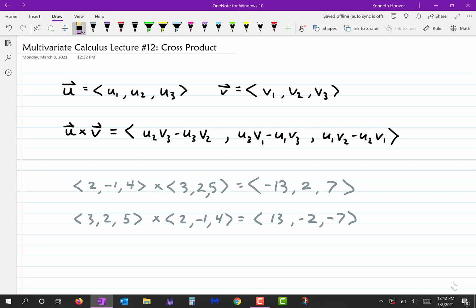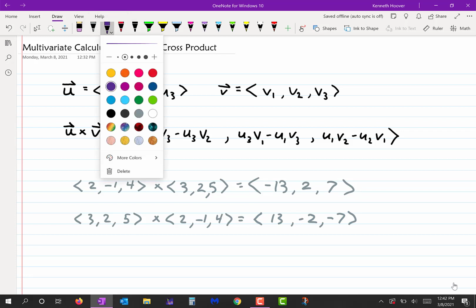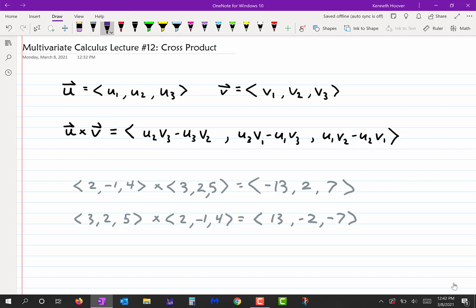You end up changing the signs in the answer, which means, by the way, what is the relationship spatially between these two vectors? They're the same length and they point opposite directions of each other. Okay? So that's one thing to remember. This is a good thing to remember, that V cross U is the opposite of U cross V.